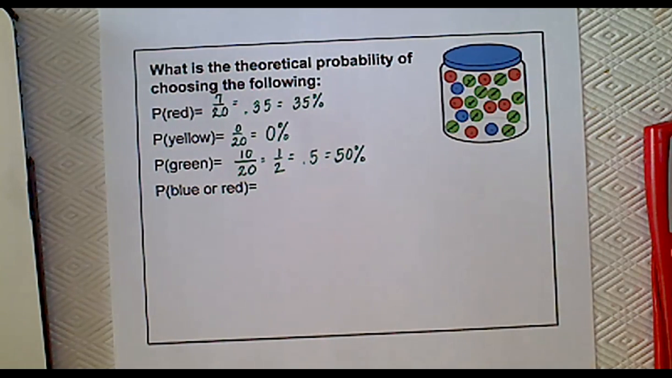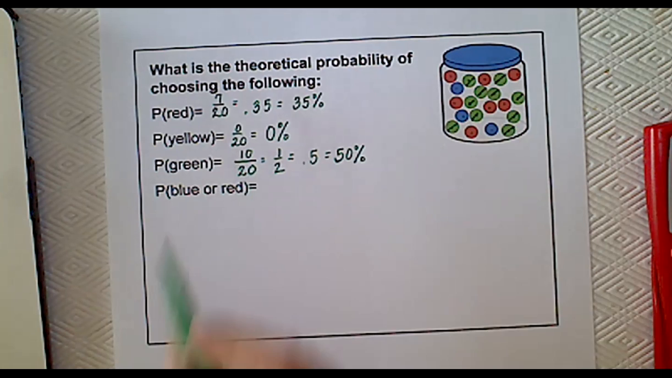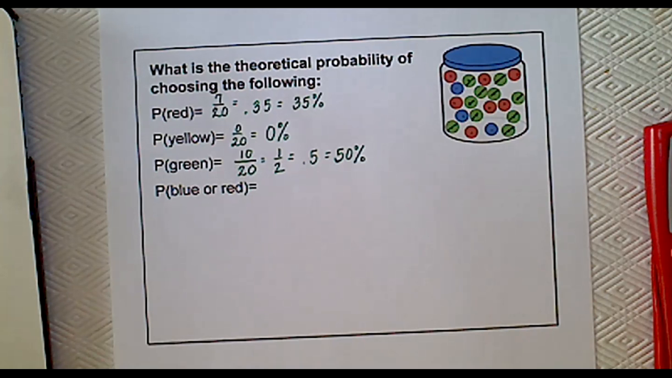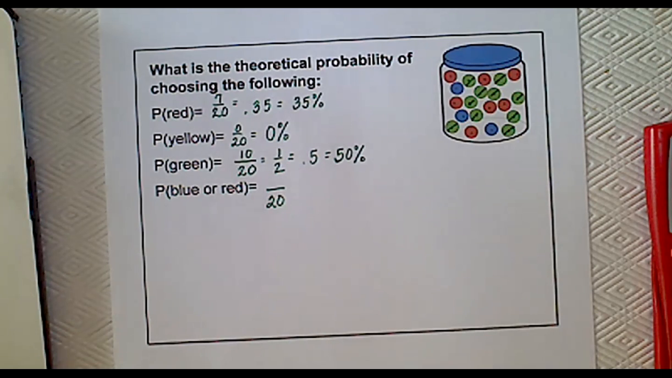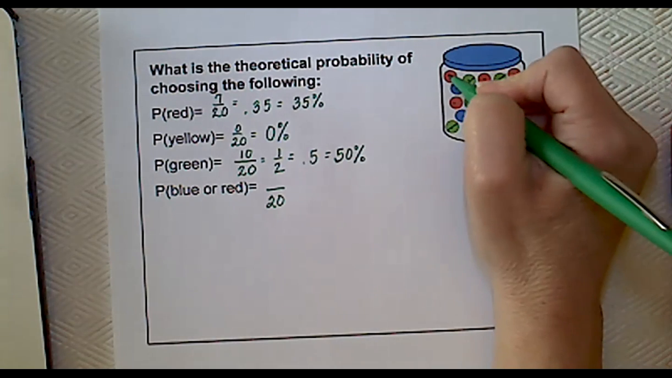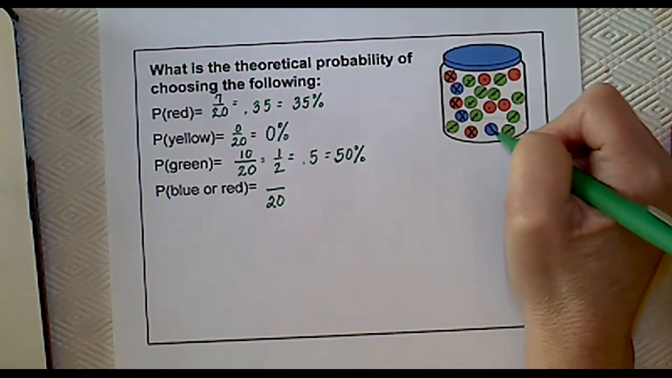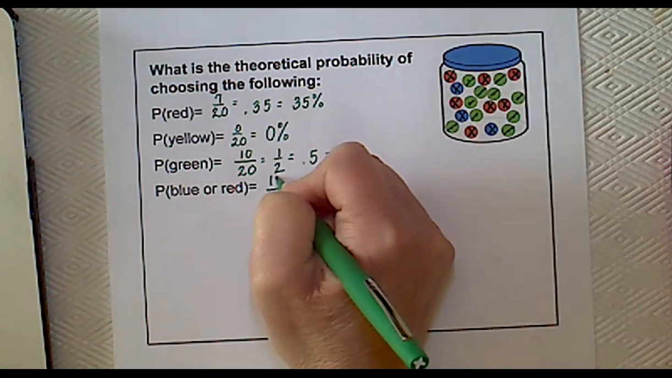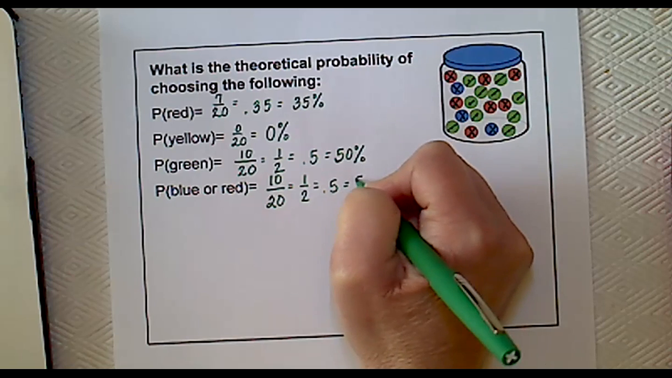And then it says blue or red. Well, I just counted the greens and there were 10. So if you think about it, how many blue or reds should we have left inside that jar? Well, we have 20 in the jar, and I'm hoping that there's 10 blue or reds. So 1, 2, 3, 4, 5, 6, 7, 8, 9, and 10. And so that gives me my 1/2, my 5/10, or my 50%.